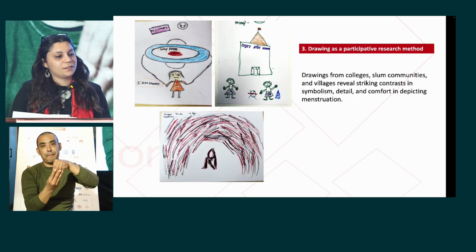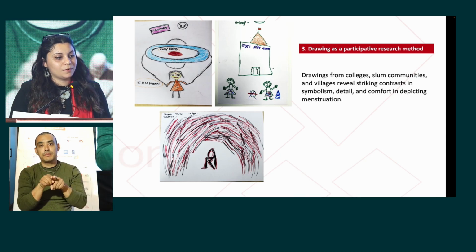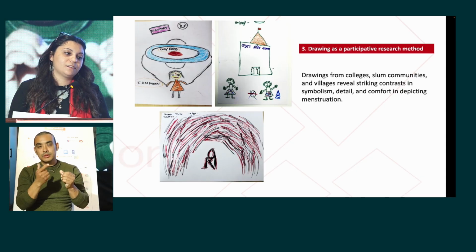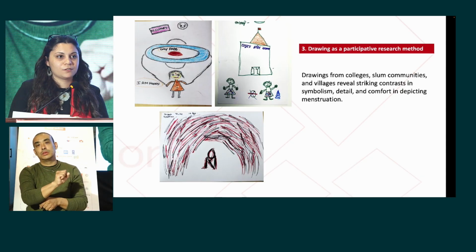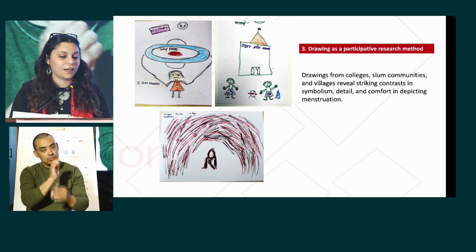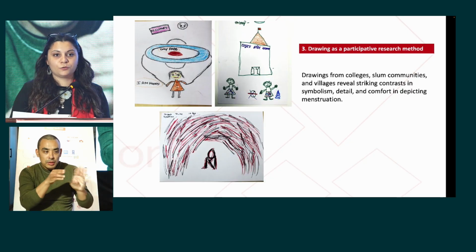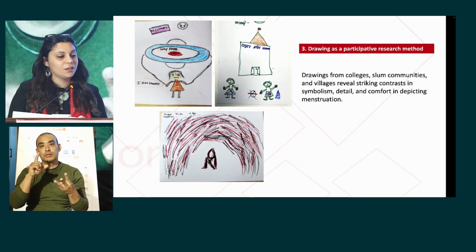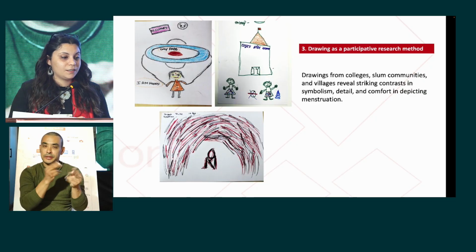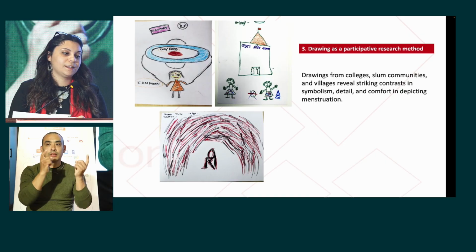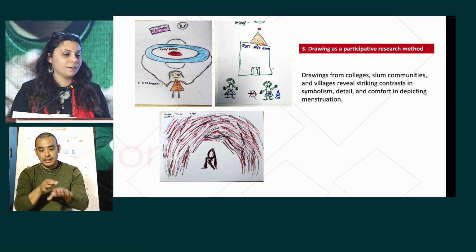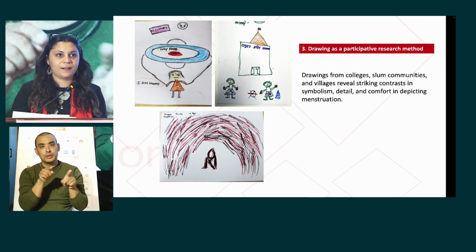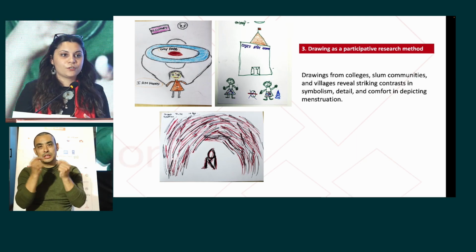The other drawing is from this village, and a lot of drawings from that village represent menstrual restrictions. They told me that they are not allowed to go inside the temple or to cook inside the house, etc. The third one is from one college, and most of the girls that attended the workshop represented the feelings related to menstruation. So it's clear that different places, like rural areas, slum areas, and colleges, represent menstruation in different ways.